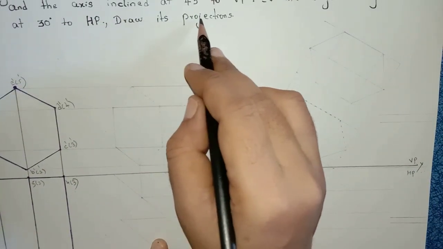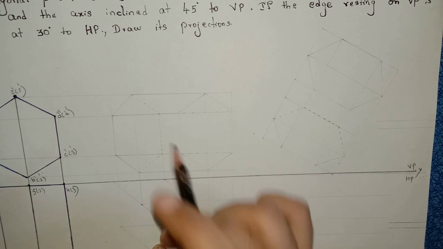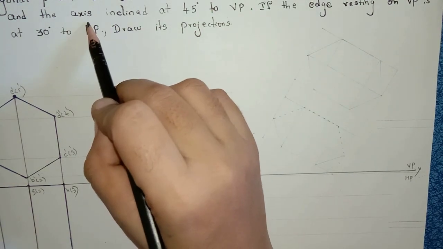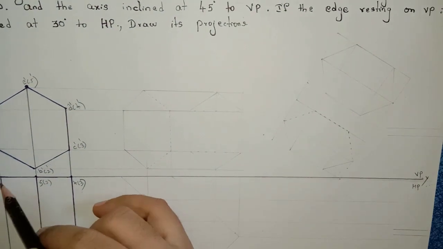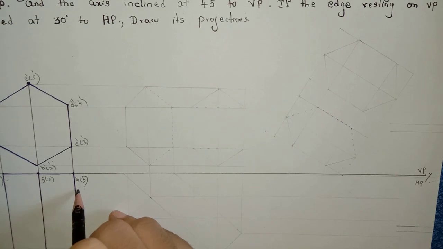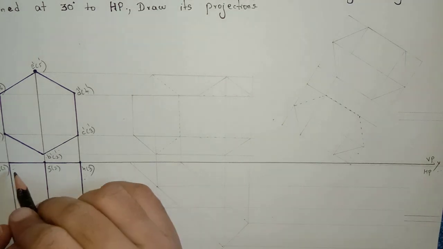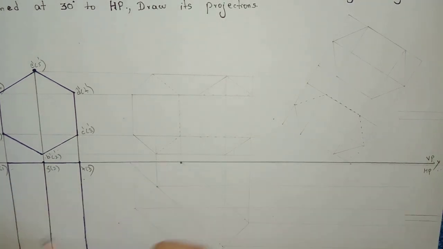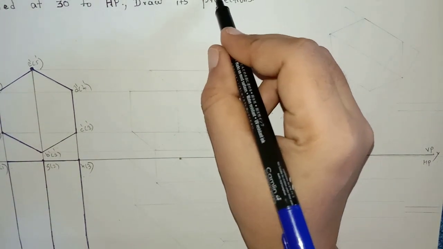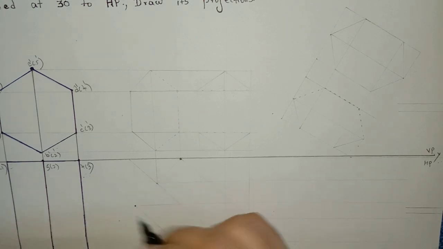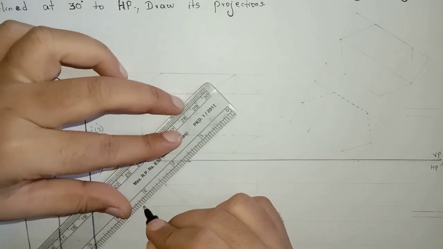The axis is inclined at 45 degrees to VP. To VP means I have to construct here only. Here they clearly mentioned the axis is inclined at 45 degrees, but I will consider this base and I will take this base with an angle of 45 degrees. I am not considering the axis here. So let us see how to construct this one. Just mark any point on the reference line. Place your protractor here. The angle is 45 degrees. Mark a 45 degree angle. Measure this length from 6 of 1 to 4 of 3. Measure this length and now draw here.